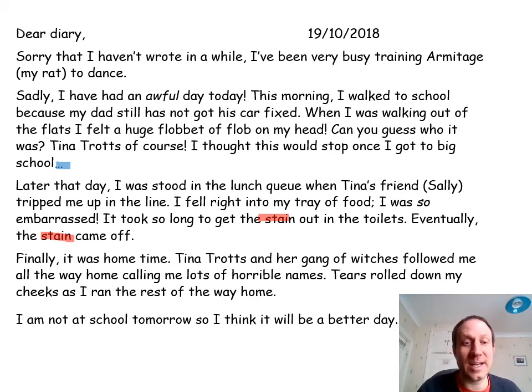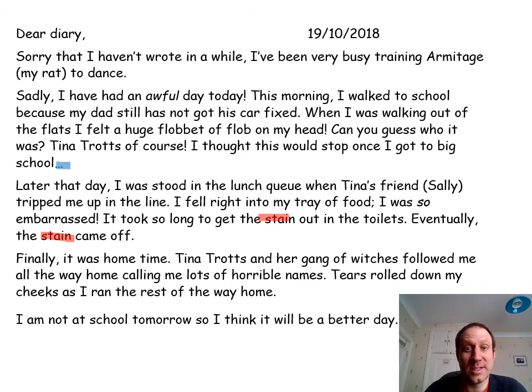Anyway, finally, so changing time again, isn't it? So changing paragraph, and you've got a comma there as well for the front of the verbal. Finally, it was home time. Tina Trots and her gang of witches followed me all the way home, calling me lots of horrible names. Tears rolled down my cheeks as I ran the rest of the way home. I'm not at school tomorrow, so I think it will be a better day. Zoe, the person who wrote it.